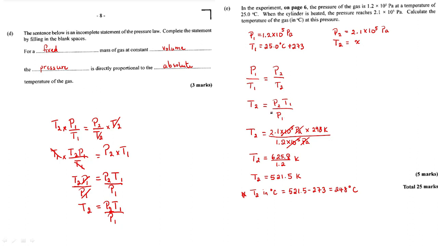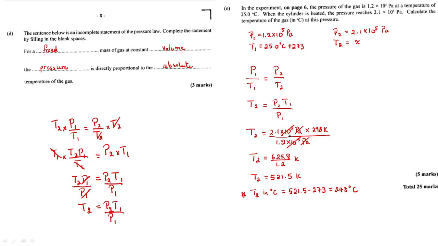So given that we have this equation, we have manipulated it the perfect way we want it to be manipulated, and we now can substitute our values exactly where they need to be. So we know that P2 is 2.1 times 10 to the 5, and then we know that T1 is 25 degrees Celsius. So we need to convert this to Kelvins. By doing that, we add 273, we get 293 Kelvins, and then we divide by 1.2 times 10 to the 5 pascals.